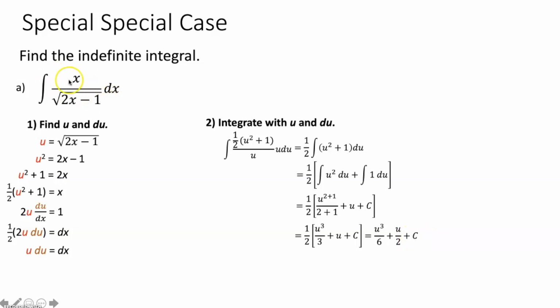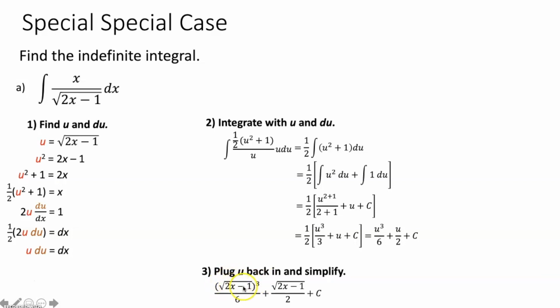Now to finish evaluating this indefinite integral, what I'm going to do is take what I set u equal to, the square root of 2x minus 1, and plug it back in for u in what I got over here. Now you could leave this as your answer, but we typically don't leave radicals raised to an exponent. We normally rewrite that as a rational exponent.